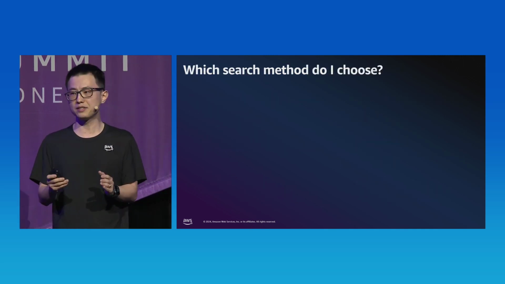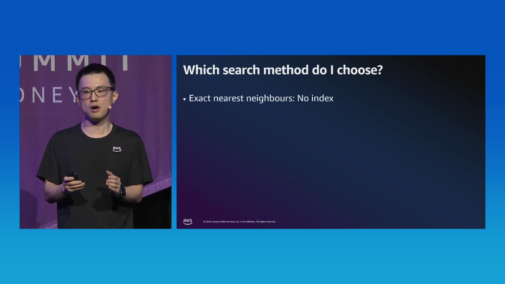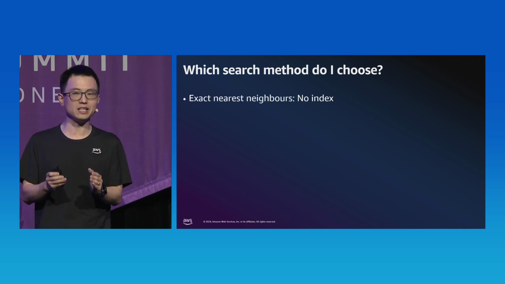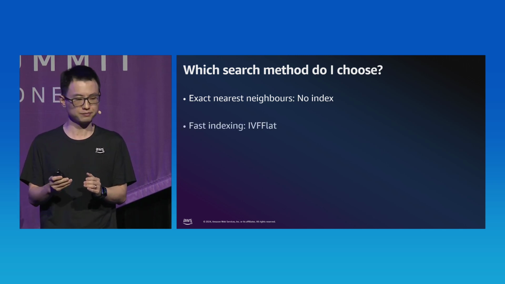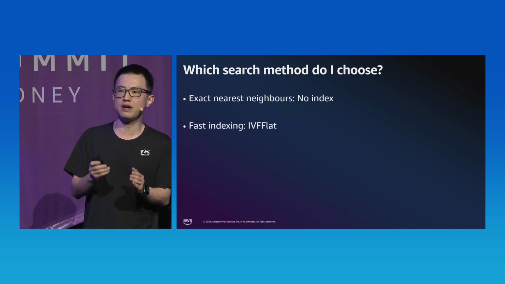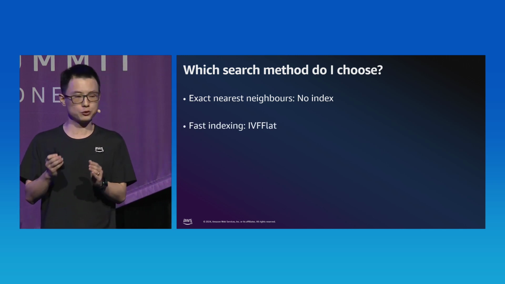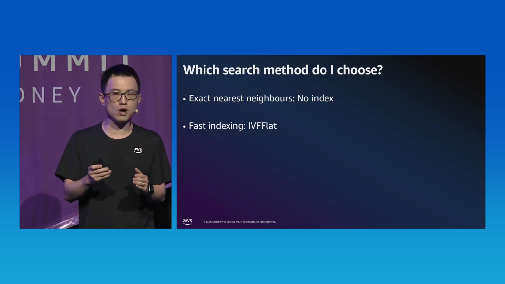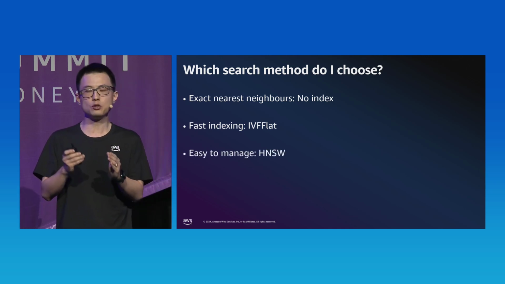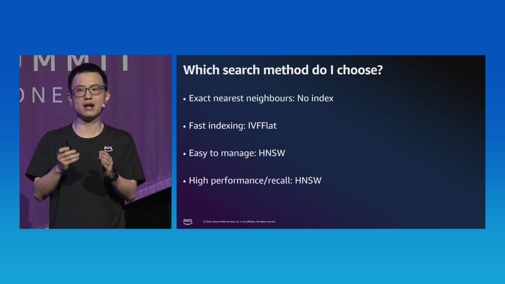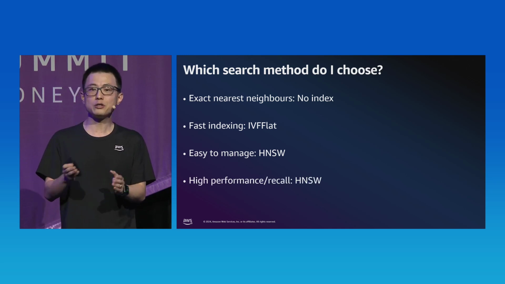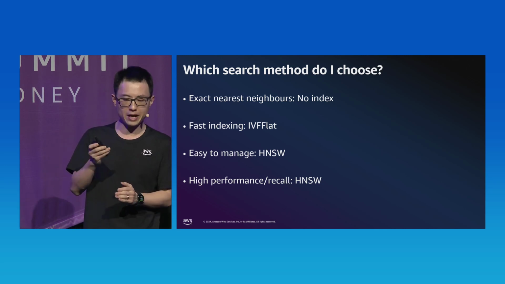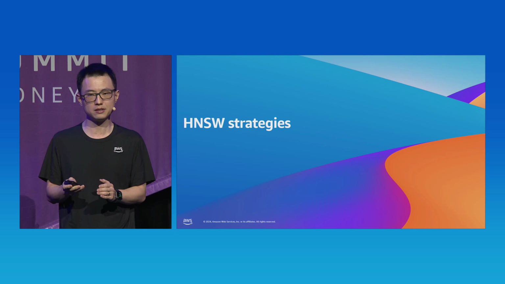So the takeaway is, if you want to perform exact nearest neighbor search, you don't need any index, so you don't use any index. If you want a very fast index, you just choose IVFFlat as your indexing method. But if you want something easy to manage that also has very high performance and recall, you can choose the HNSW index method, which I will deep dive into a bit here.